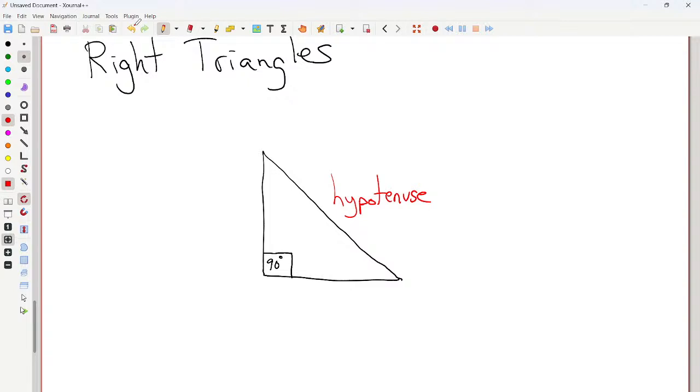What do we call angles less than 90? This is called an acute angle. This one over here is also an acute angle.